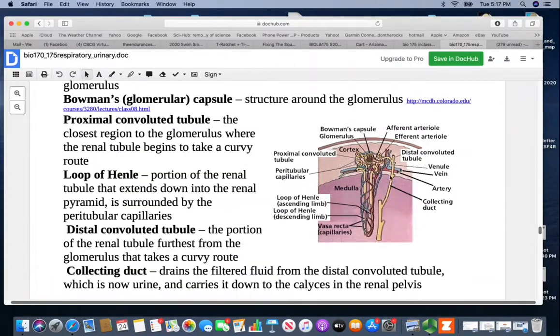You can have a single collecting duct that collects fluid from multiple different nephrons, and it carries it down to the calyces in the renal pelvis. In this picture here, you can see all of these blood vessels are very tiny. That's why the kidneys are so susceptible to damage in a diabetic. High blood glucose is very damaging to the tiny little blood vessels in the kidneys.